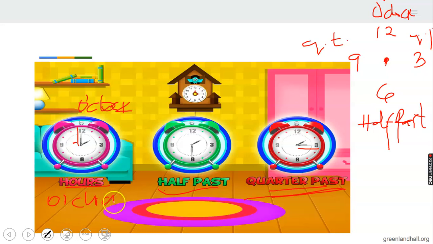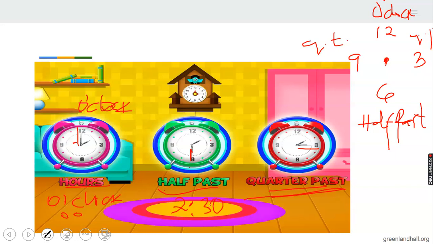Half past means what? Either you write the hour hand like this is past. This is past 2. So that's half past. This half as past, this hour has gone round the clock. The minute hand has gone round the face of the clock by half of the hour. So that's half past 2. And half of 60 is what? 30. So we write half past as 2:30. Take note of that. Then quarter past.